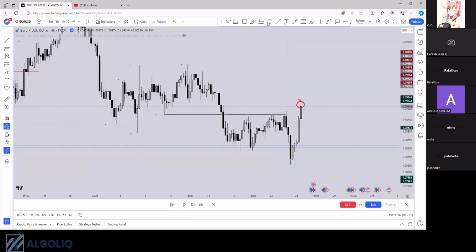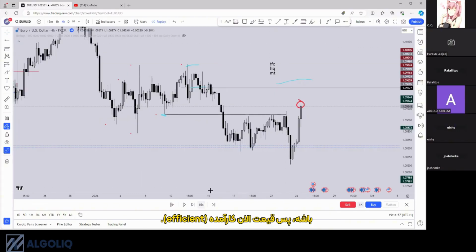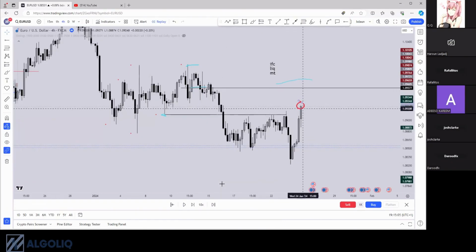For me, I wait for 50% IPA in this structure, the money transfer, and after I wait for a bearish candle. Okay, so that's your bias. Yeah, price is efficient. And currently I'm inside the trade.